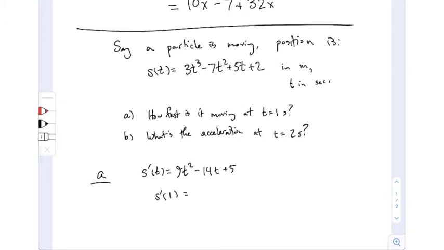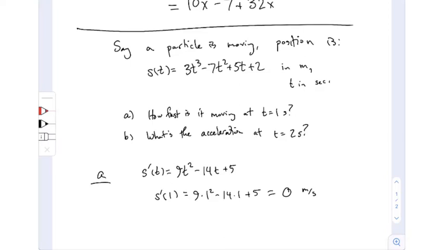So this is s prime of 1. 9 times 1 squared minus 14 times 1 plus 5, that's 9 minus 14 plus 5. That's 0, isn't it? So that means at that moment, the thing is not moving. Or maybe it's in the middle of turning around, so its instantaneous velocity at that moment is 0. And I suppose the units would be, what would the units be? Meters per second, right? This is the velocity. My units for the function are meters and seconds, and so the derivative units will be meters per second. All right. Any thoughts about that one?